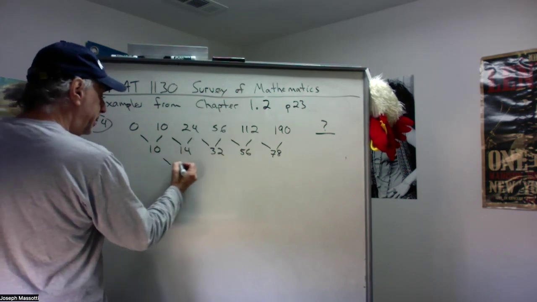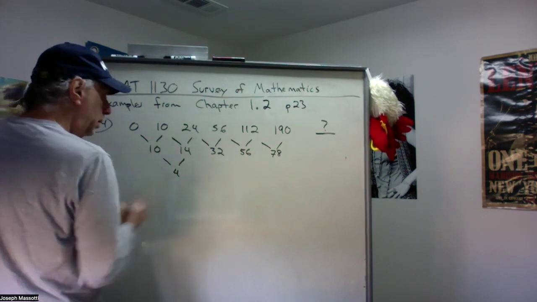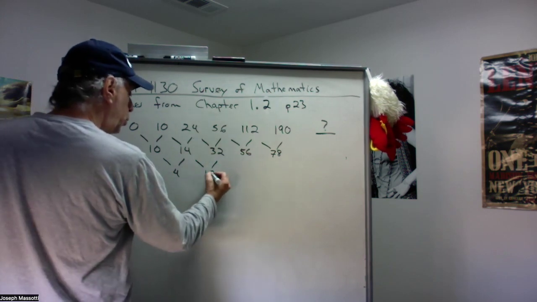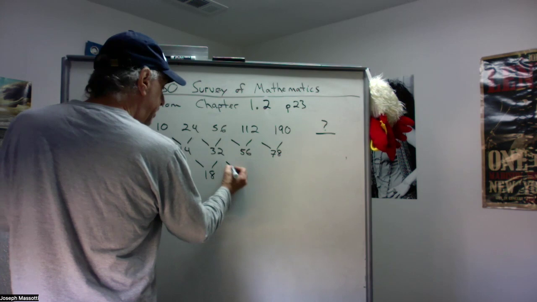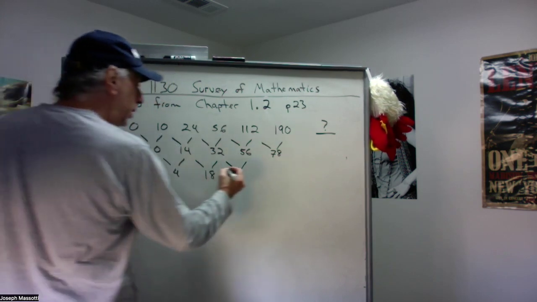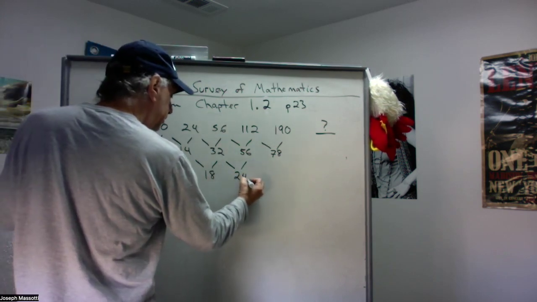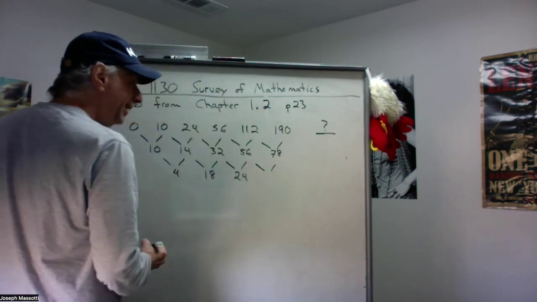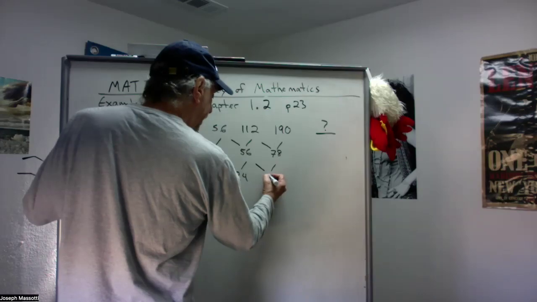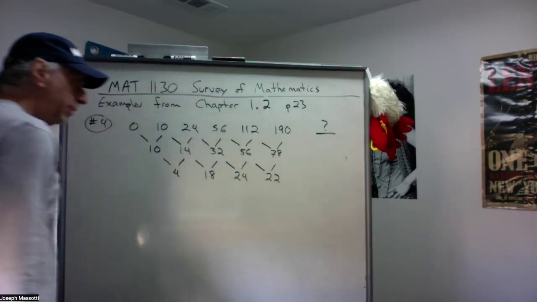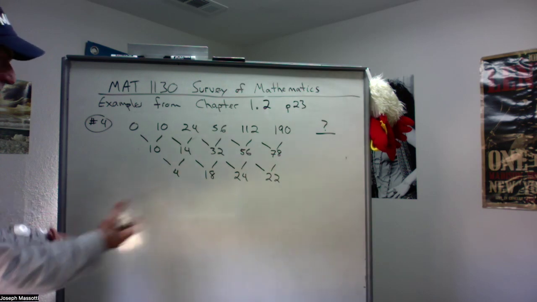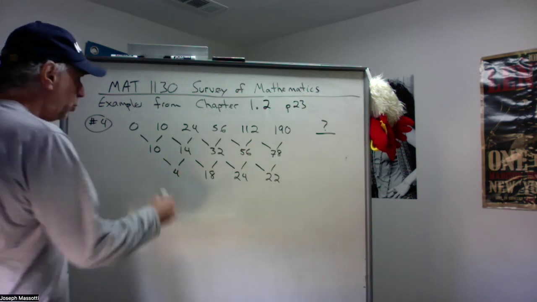Take the difference between 10 and 14. Take the difference between 14 and 32. Take the difference between 32 and 56. And take the difference between 56 and 78. All right, so now at this point, you're saying, wow, have I done everything right? Because they still don't have the same number. But check your work, just make sure.